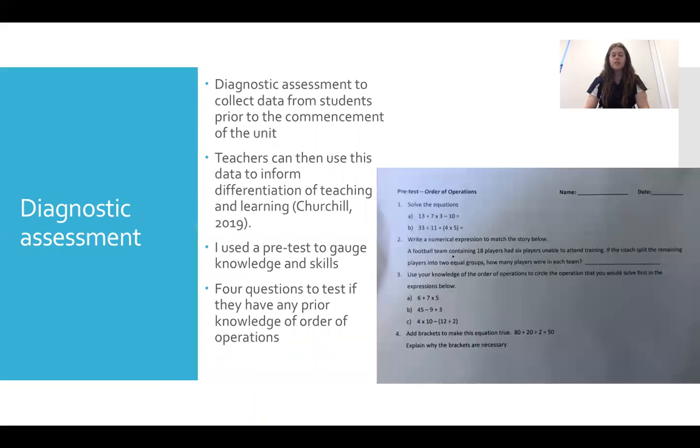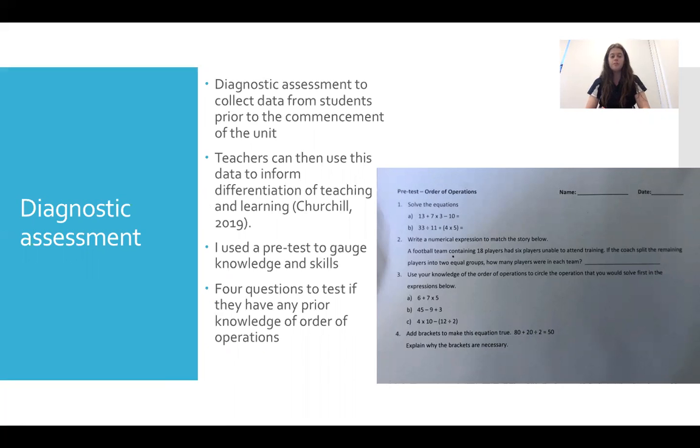Core teaching strategies were implemented throughout the teaching of this unit in order to optimise student learning. First of all, diagnostic assessment. Diagnostic assessment is a vital part of student learning as it helps teachers to gauge students' understanding and skills prior to the commencement of the unit. Teachers can then use this data to inform differentiation of teaching and learning.